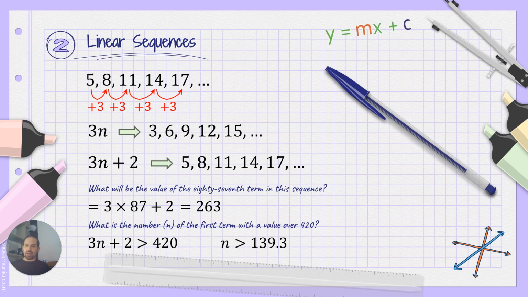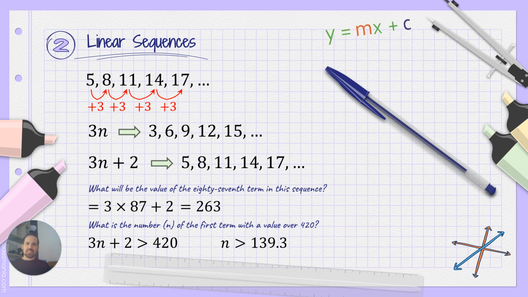What we'll do is we'll get n is greater than 139.3 recurrent. I've just rounded it to one decimal place there. So, okay, is that then the solution? No, because this is really important for certain problems. So you need to be aware of the context that you're working in.